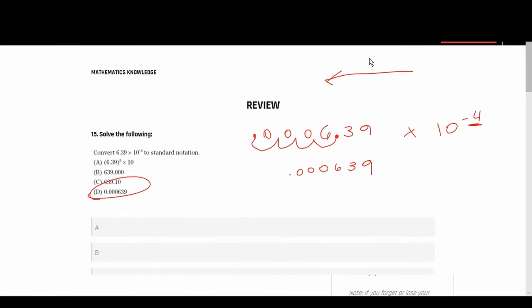If this was 6.39 times 10 to the 5th, again, we would recognize that this times 10 to the 5th simply is going to be shifting the decimal place 5 times to the right. So this would look like this. 1, 2, 3, 4, 5. Add your zeros in the gaps, and it would be 639,000, and you'd be done.